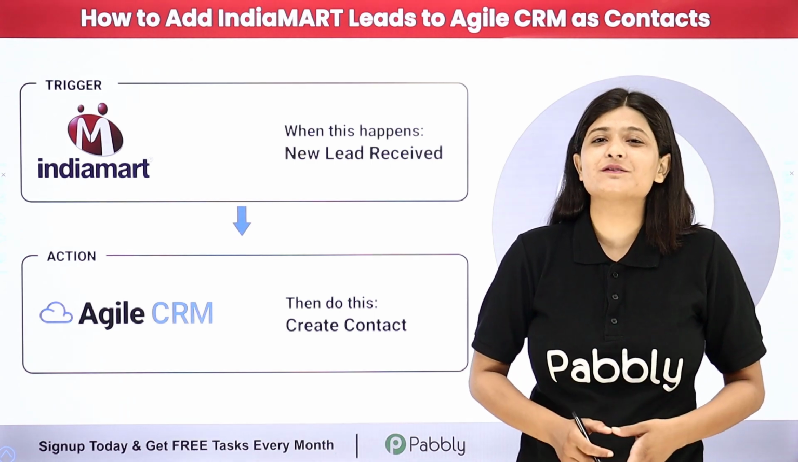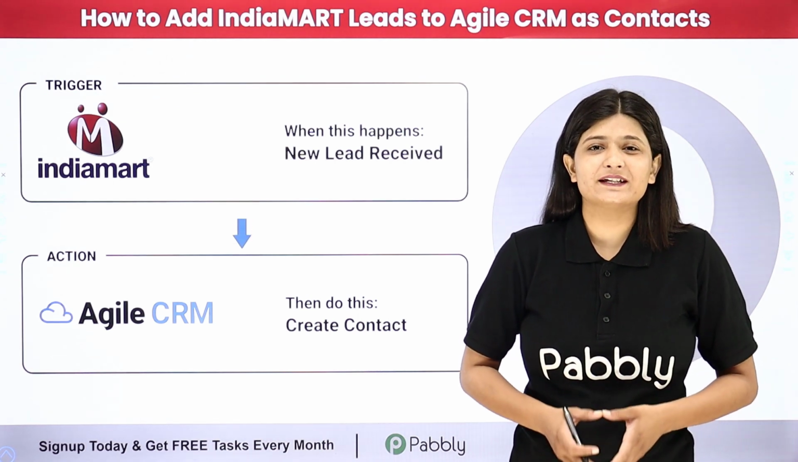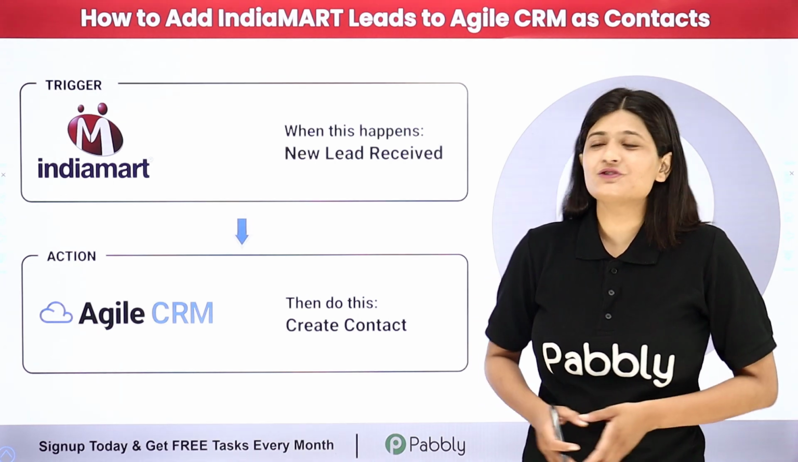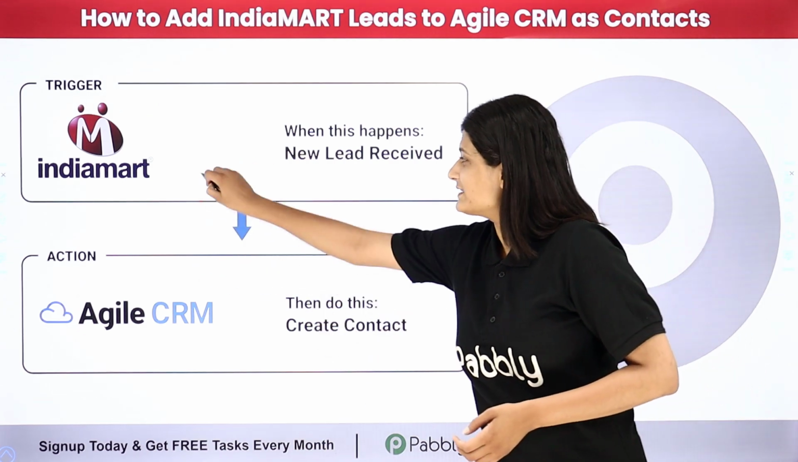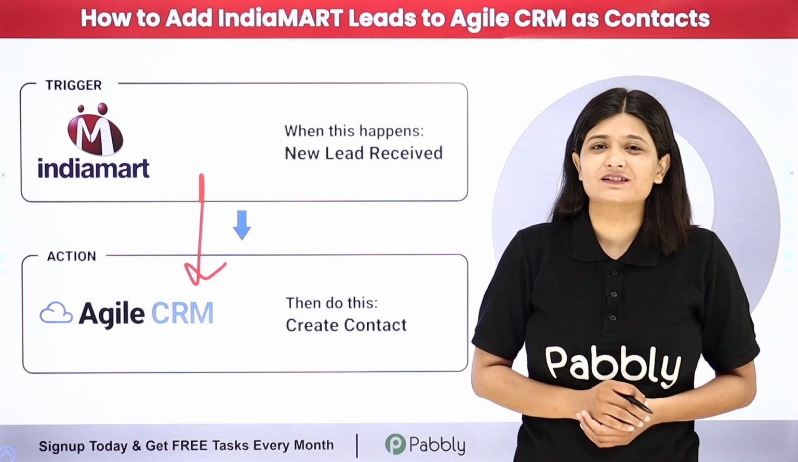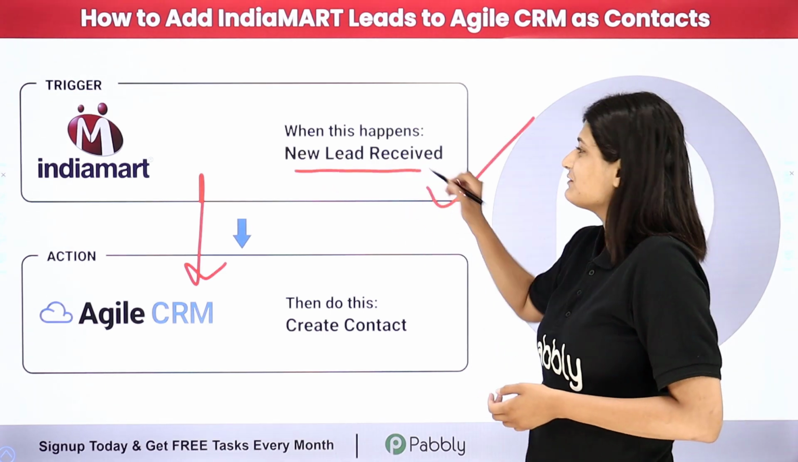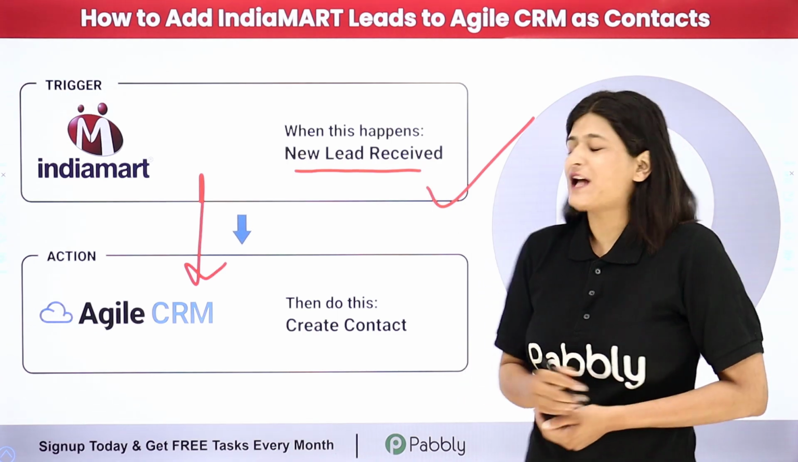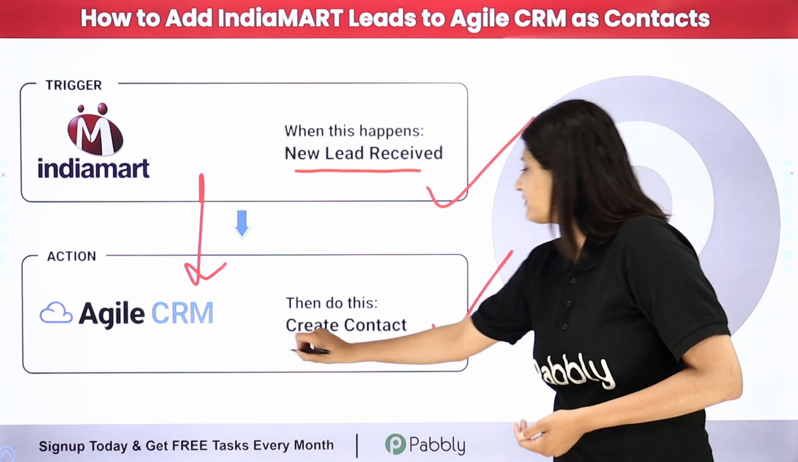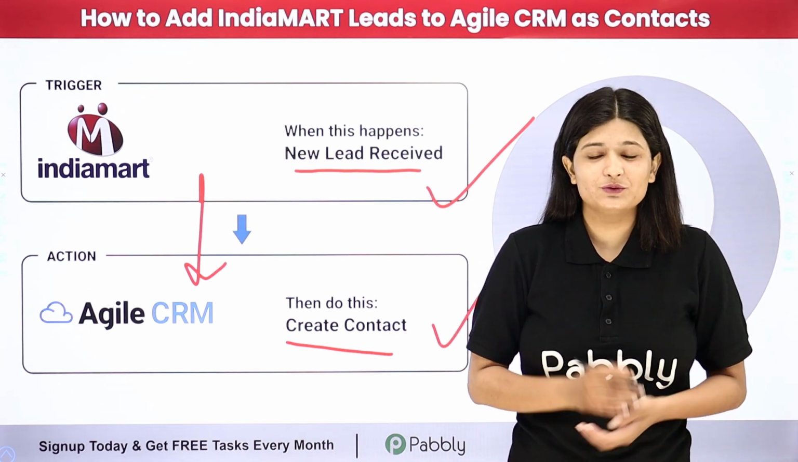Pabbly Connect is an amazing automation and integration software which requires no coding or programming skill. Here I just need to build a connection between IndiaMART and Agile CRM. Pabbly Connect runs on two principles, which are trigger and action. Here as my trigger application, I will take IndiaMART, from where I will receive the new lead. And in my action application, I will take Agile CRM, where the contact will be created automatically as soon as the new lead is received through IndiaMART.